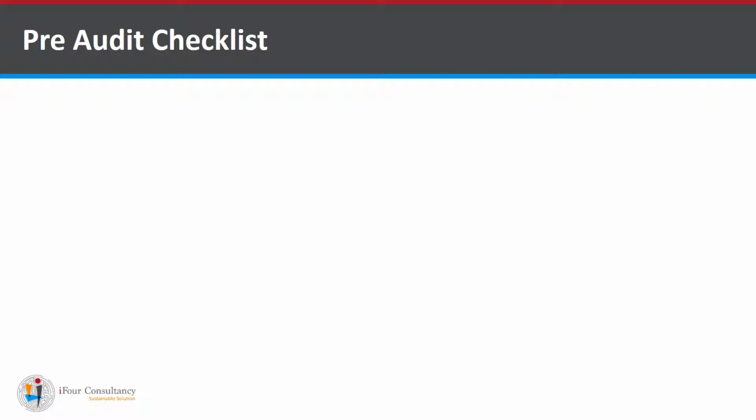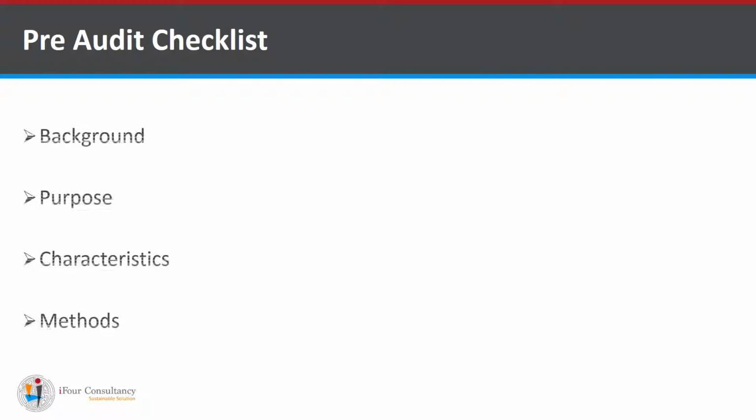Pre-audit stage is where the checklist is defined. In this, many questions are answered, such as background: what topic or subject area will be audited, and why this topic or subject area is chosen. Now, the purpose: what is being hoped to achieve by carrying out this audit. Characteristics of any audit should be SMART. It means specific, measurable, achievable, realistic, and time specific. And the last one is, what are the methods that are going to be used while conducting the audit?